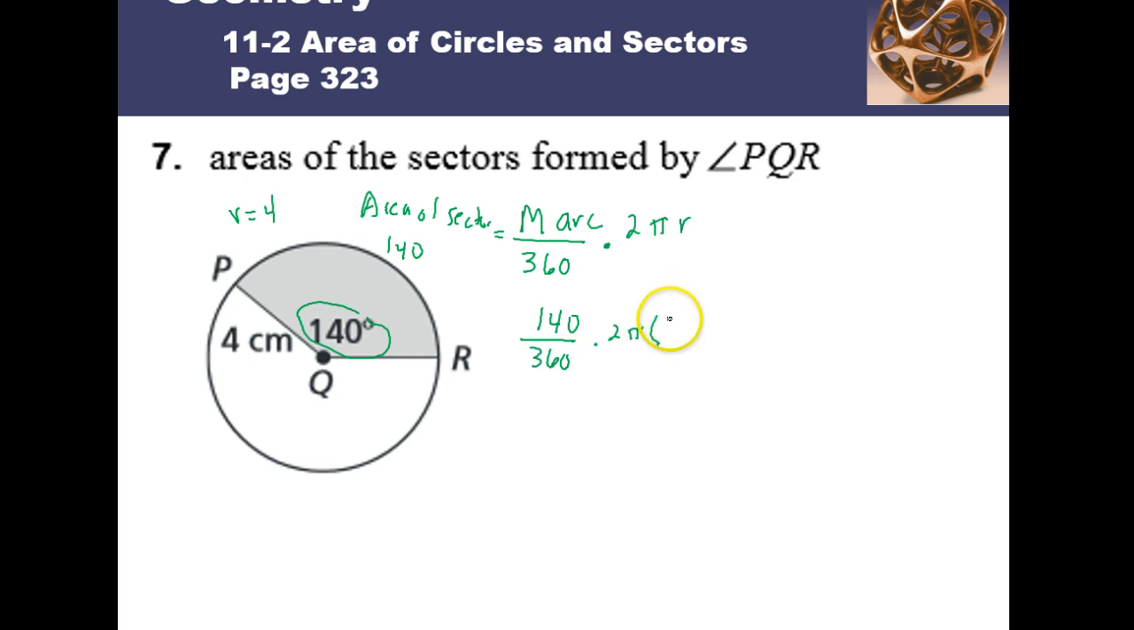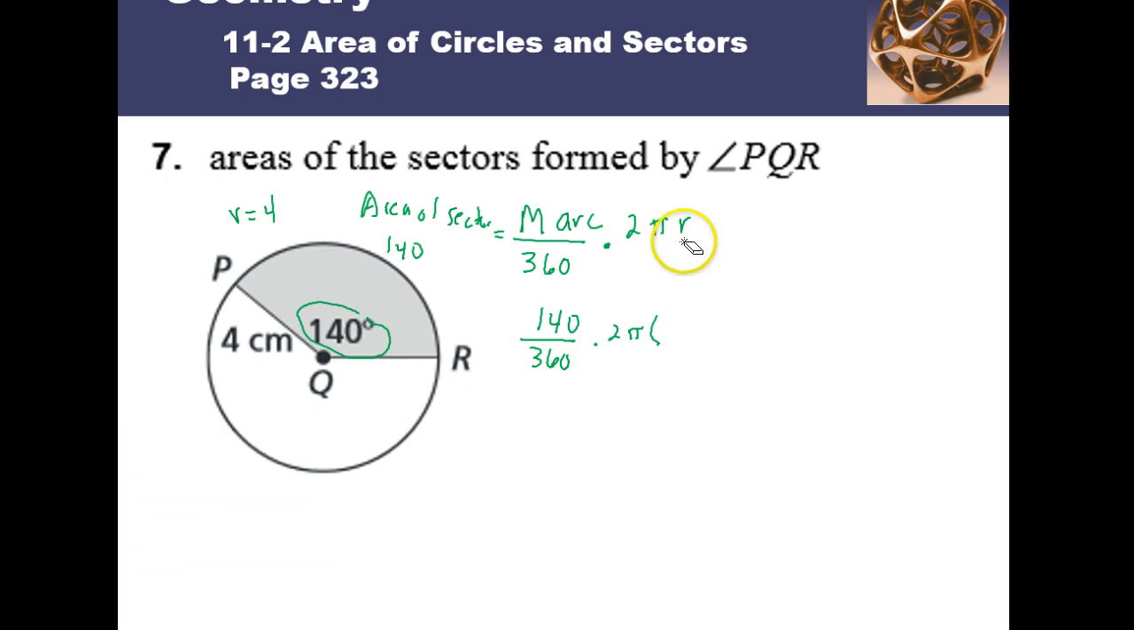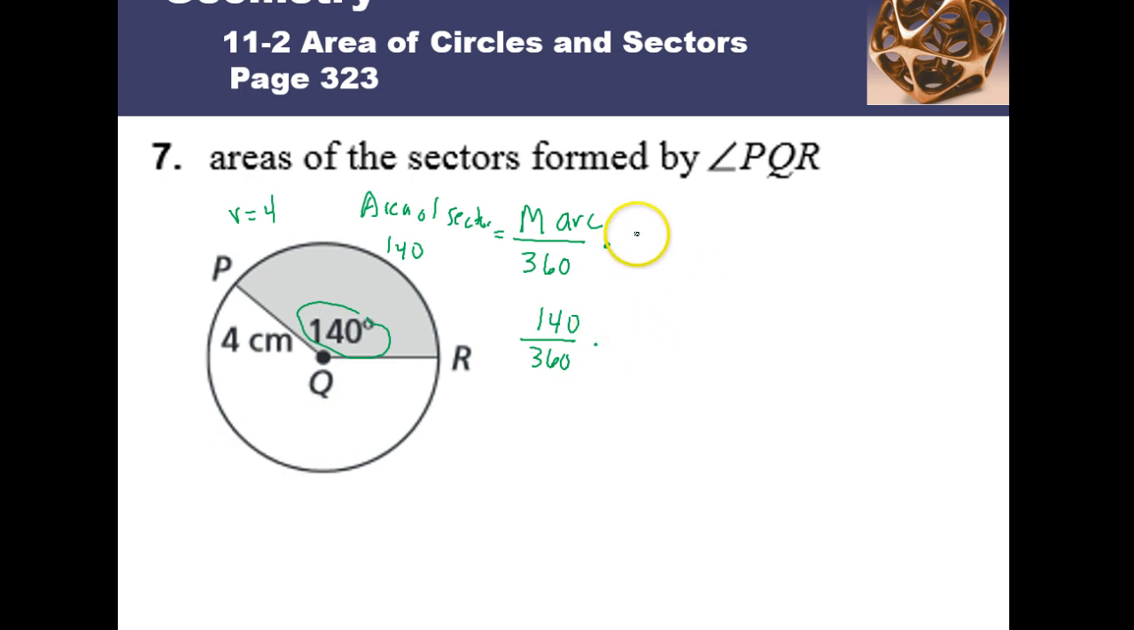Oh, crap. I don't know if you caught me. I made a mistake. What was my mistake? Yeah. 2 pi r is for circumference, or arc length, and we want area. So I am so sorry, but this should have been pi r squared.